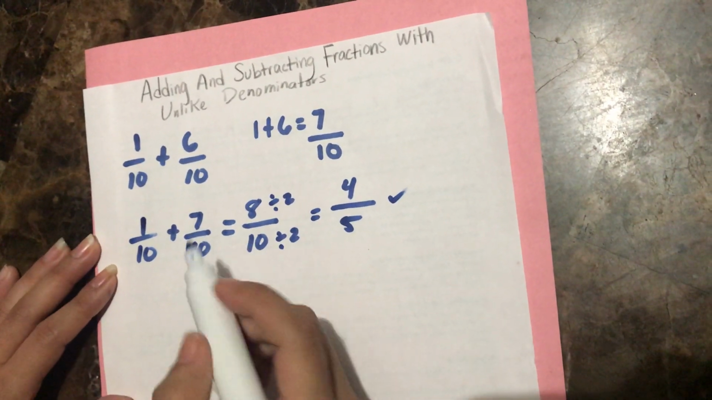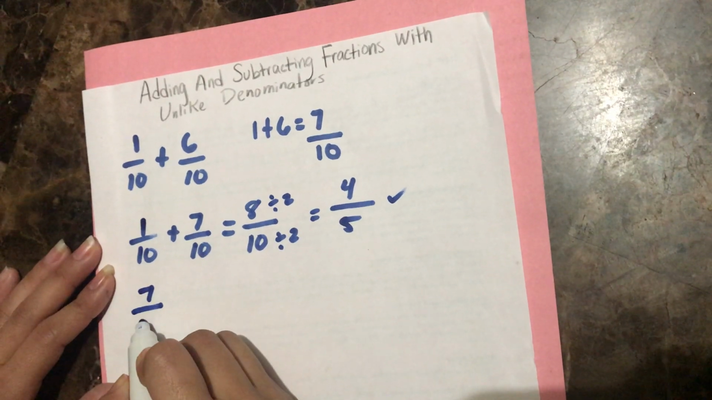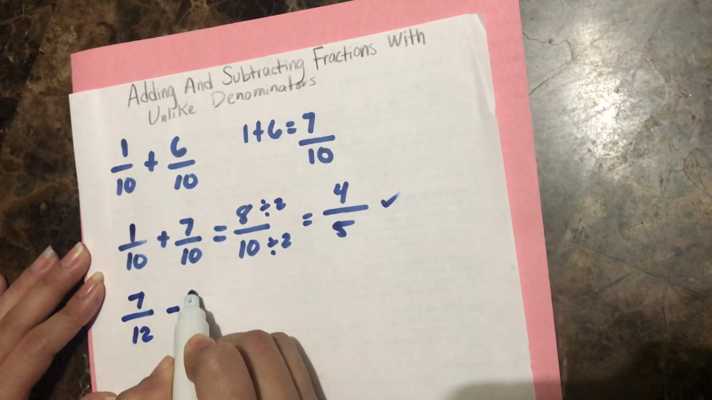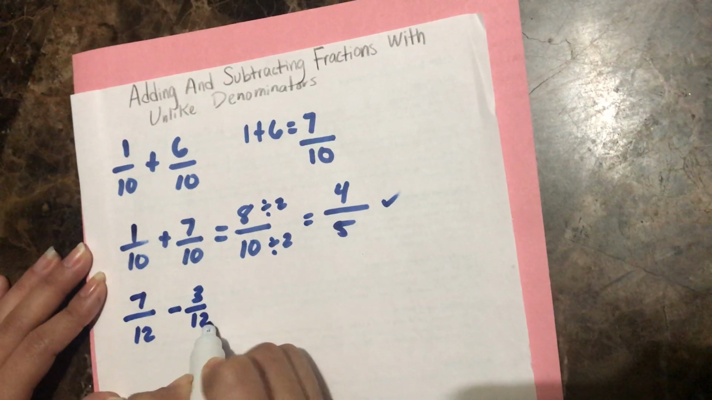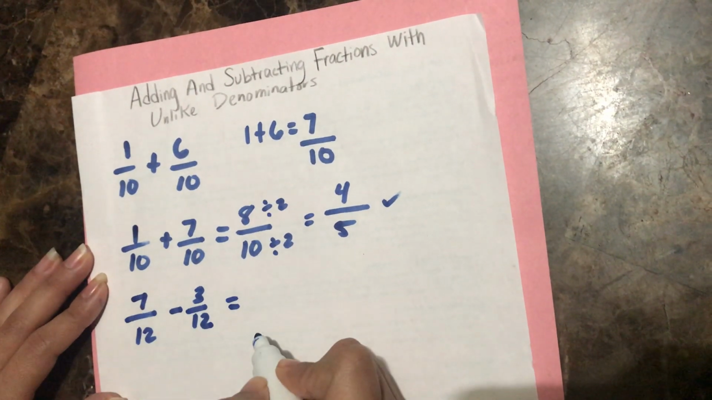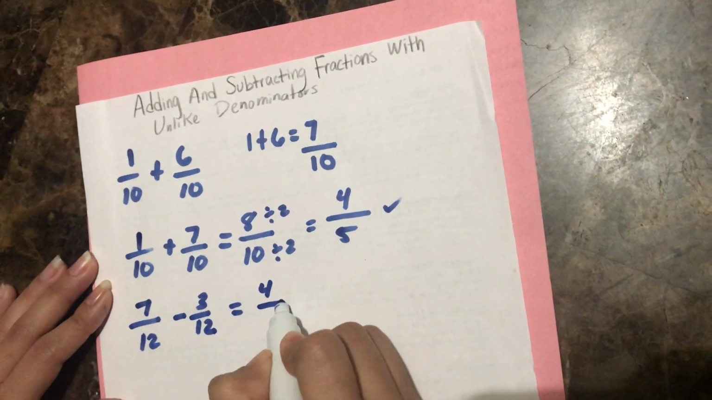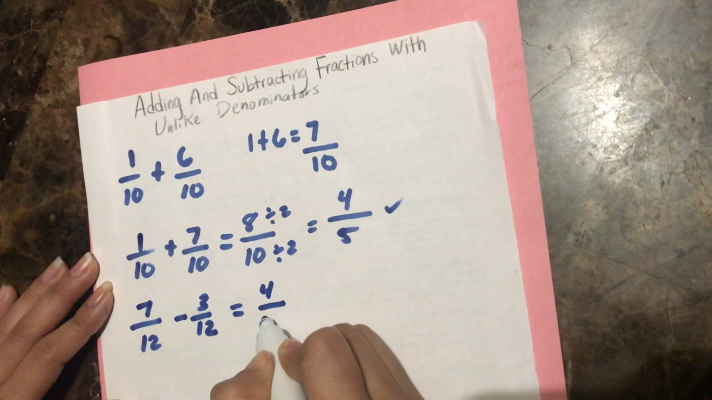So now let's try with subtraction. So 7 over 12 minus 3 over 12 equals 7 minus 3 equals 4. And then the denominator stays the same.